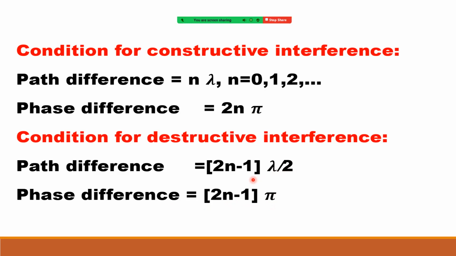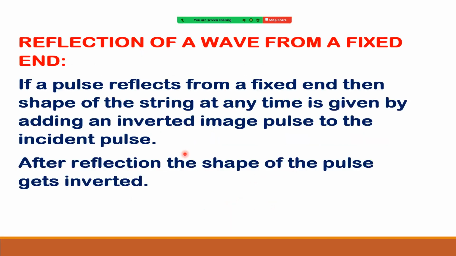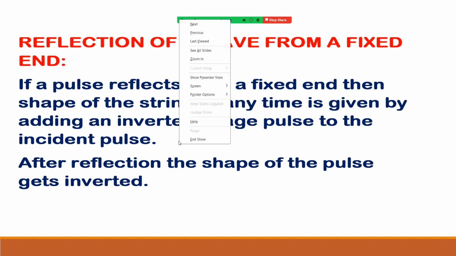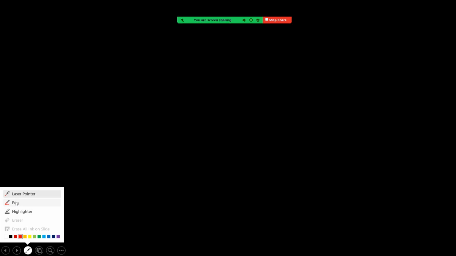Right? Let us take now one example for this. It is a reflection of a wave from a fixed end. I will explain here. Let us take this is a string whose one end is fixed. This is a fixed end.